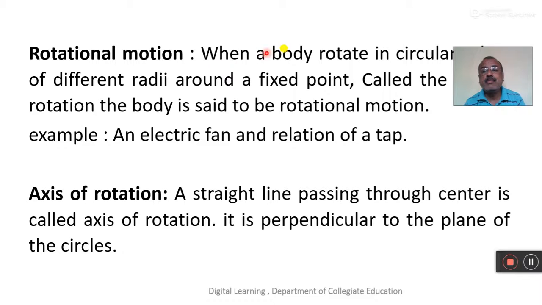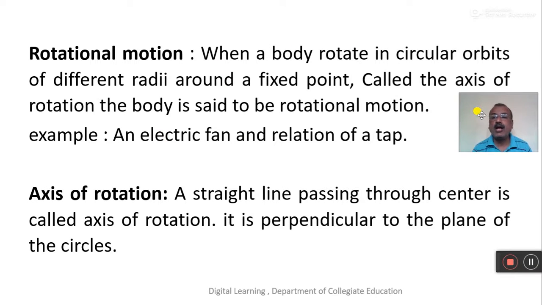Rotational motion. When a body rotates in circular orbits of different radii around a fixed point called the axis of rotation, the body is said to be in rotational motion. Example, an electric fan and rotation of a tap. Axis of rotation: a straight line passing through the center is called the axis of rotation. It is perpendicular to the plane of the circle.